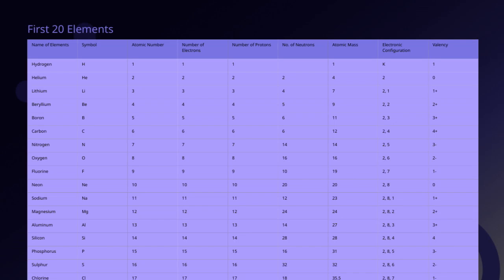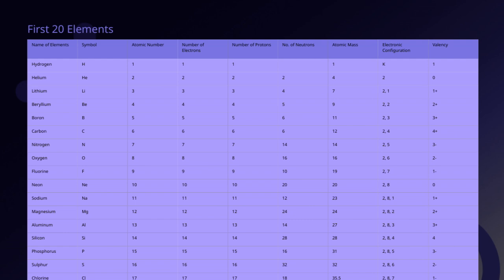Let's take a closer look at the first 20 elements of the periodic table. As we go through, I'll highlight some key points to help deepen your understanding. Starting with hydrogen, which has the symbol H, it's the simplest element with an atomic number of 1, meaning it has just 1 proton and 1 electron. Moving to helium, with the symbol He and atomic number 2, it has 2 electrons and protons and an atomic mass of 4. Helium is a noble gas, so it has a full outer shell and no valency.